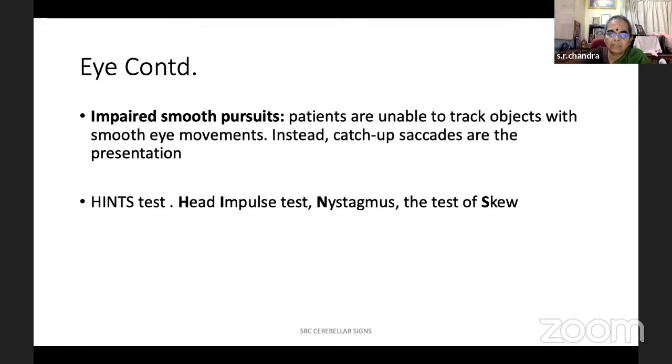This is the head impulse test, to look for the vestibular gain. Then nystagmus and the skew. These 3 are important things to be tested in NIMHANS. Together, it is called the HINTS test.